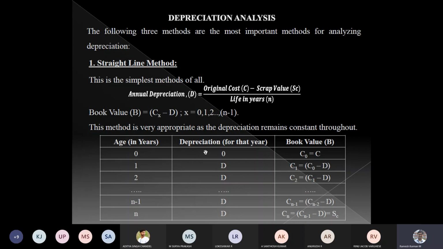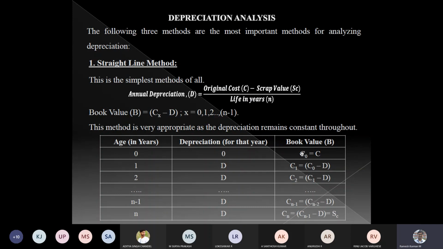So for the first year there's no depreciation, and C0, which is the book value at year 0, equals C, which is the original cost. So that particular item does not have any depreciation. Then after 1 year, you will be finding capital D. How do you find capital D? It is original cost minus scrap value divided by life in years. So that will be the value here.